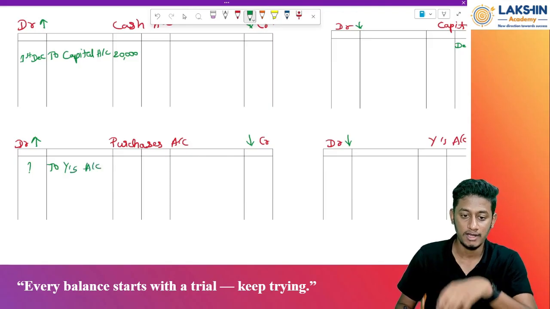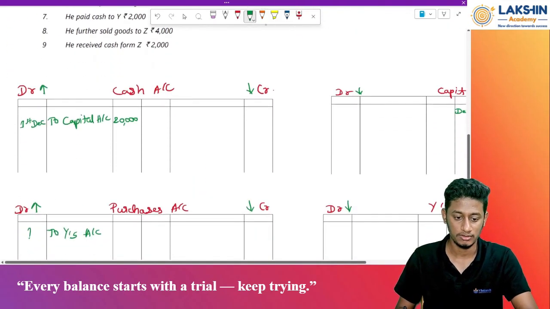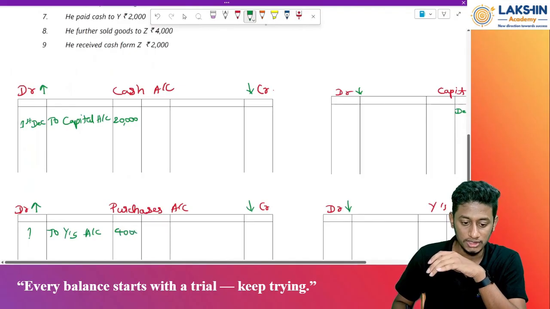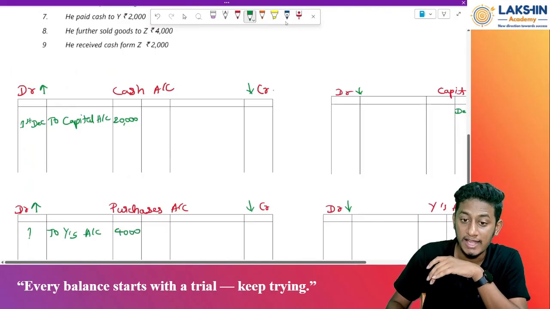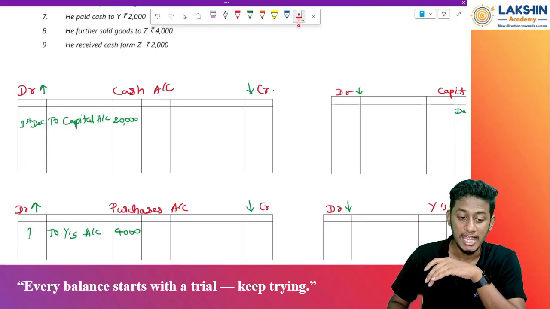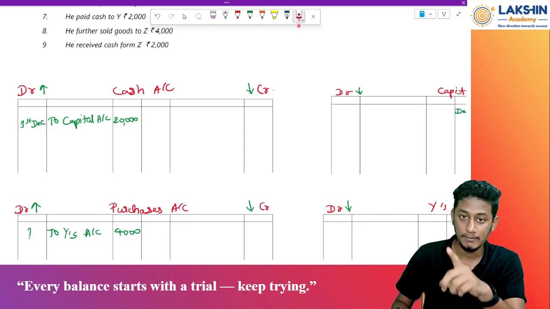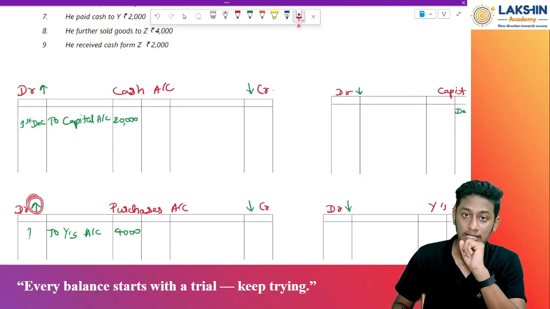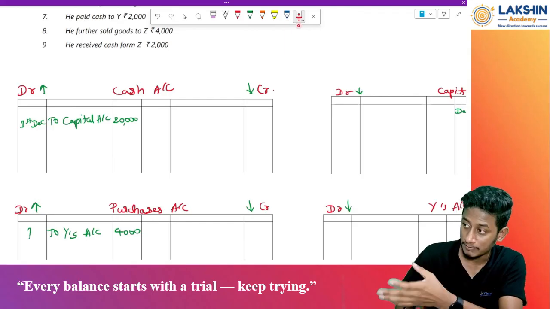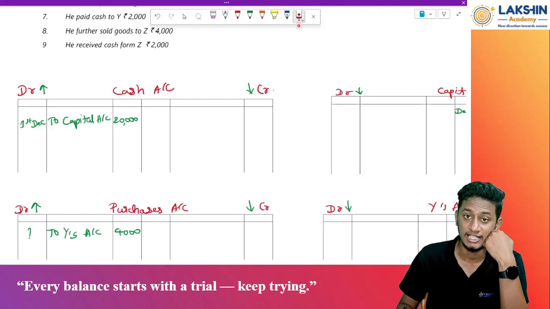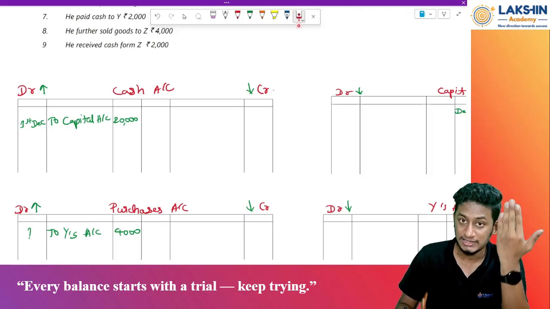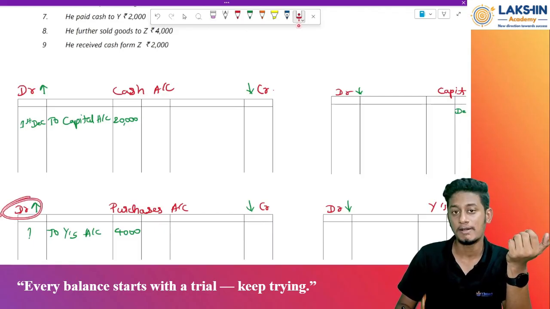What is the value of goods? 4,000 rupees. So, 4,000 was the value of goods. Why have I passed the entry on the debit side? Because any debit for an expense-in-nature kind of account will increase the balance of that particular account. Because of purchases, my value of purchases is increasing. So whenever expenses increase, I will debit the account.